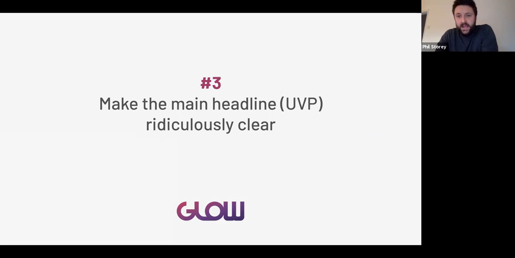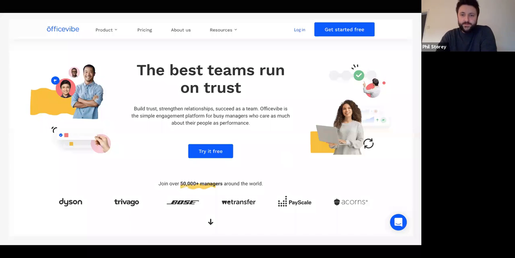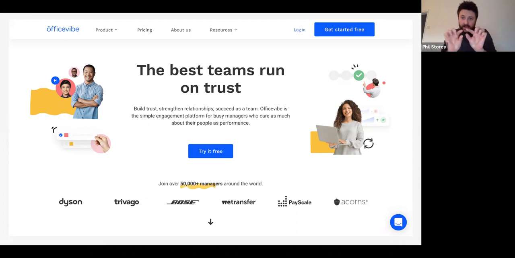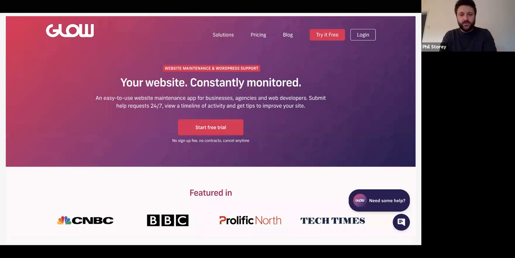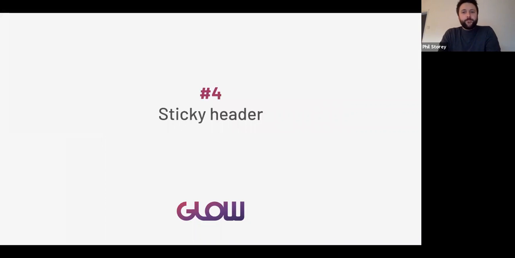Number 3, make the headline, the unique value proposition, very, very clear and unambiguous about what your business does in terms of helping the target audience. Remember how I described that it's made up of the main headline, so like a short, punchy headline, a little bit of extra content below to go into a little bit more detail, and then the button. What is it you want them to do? Office Vibe, try it free. Glow, try it free. Get rid of welcome to our website.